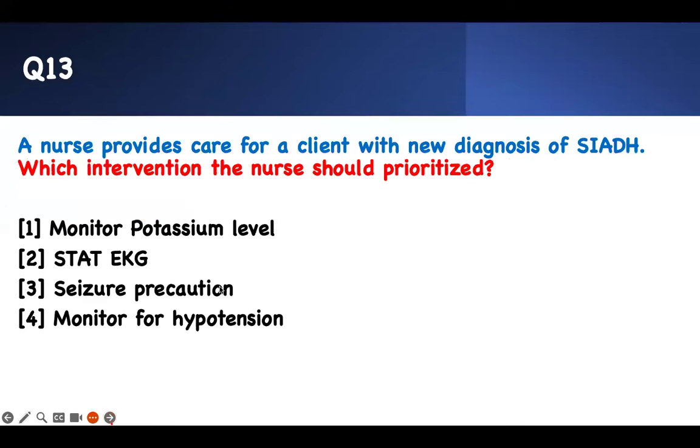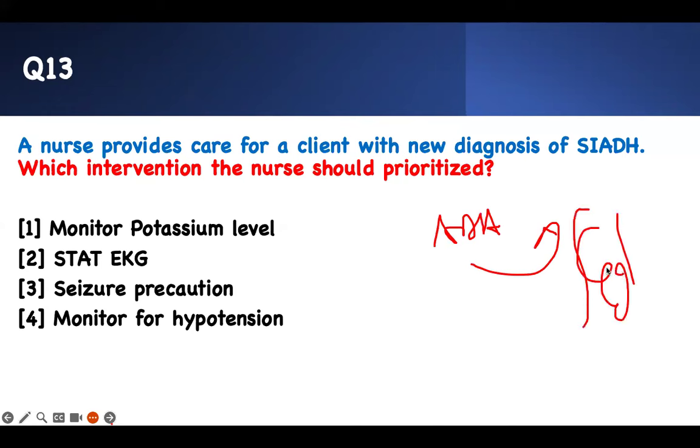Let's provide care for a client with a new diagnosis of SIADH. Which intervention should the nurse prioritize? What is the problem with SIADH? Too much water because of what? ADH. So you hold on to your water in your vascular system, you are fluid overloaded. What is the problem? It dilutes your sodium and you get seizures.